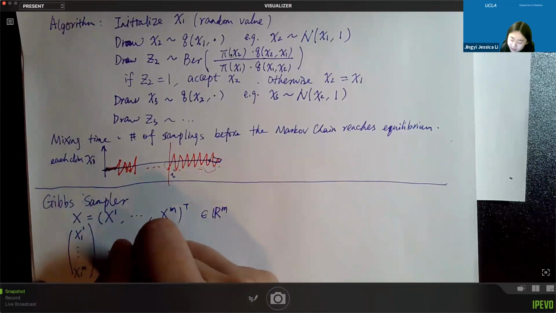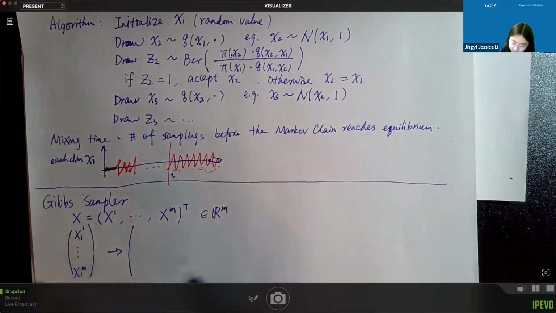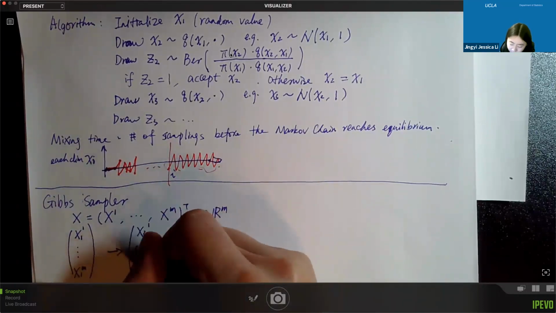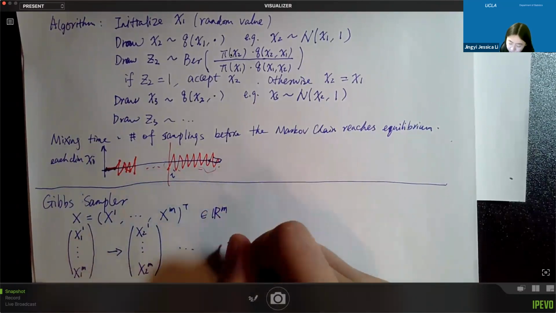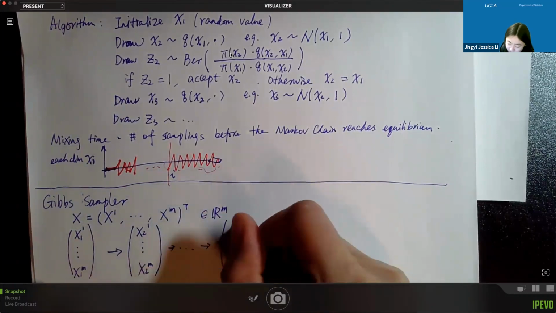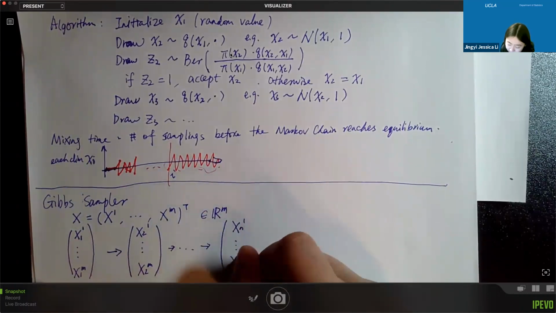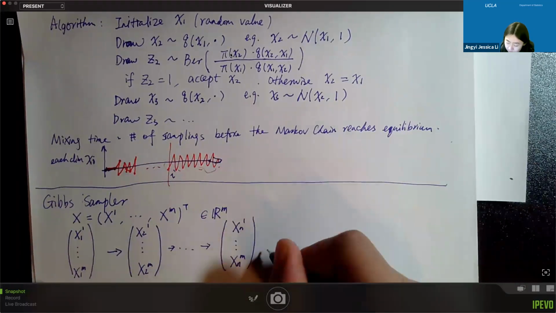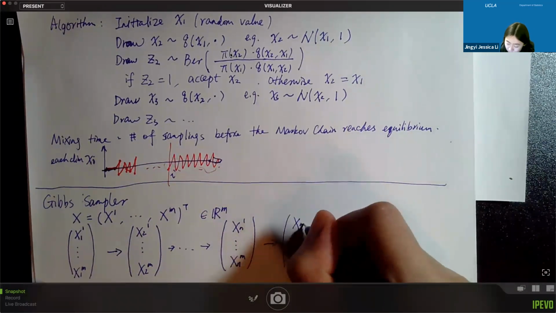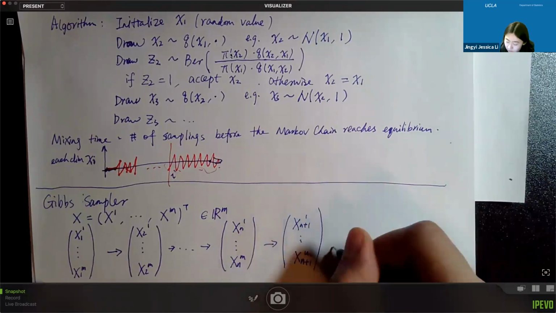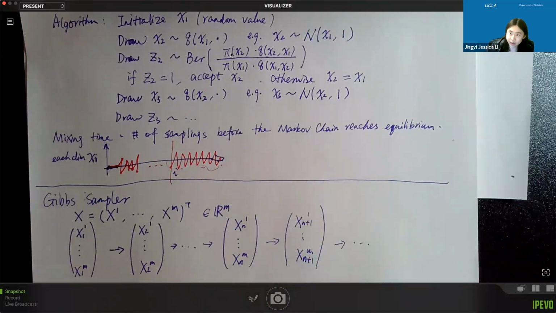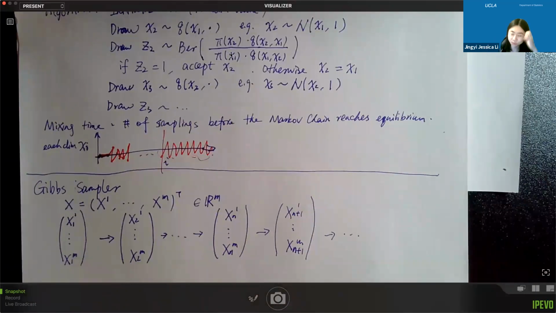Okay, and that will allow me to go to my second random vector x21 to x2n, and up to xn1 to xnn, to the next one, xn plus 1 to xn plus 1m, and so on. So you see, the chain is a chain of random vectors instead of one-dimensional random variables. Okay, that's the notation I want to clarify.